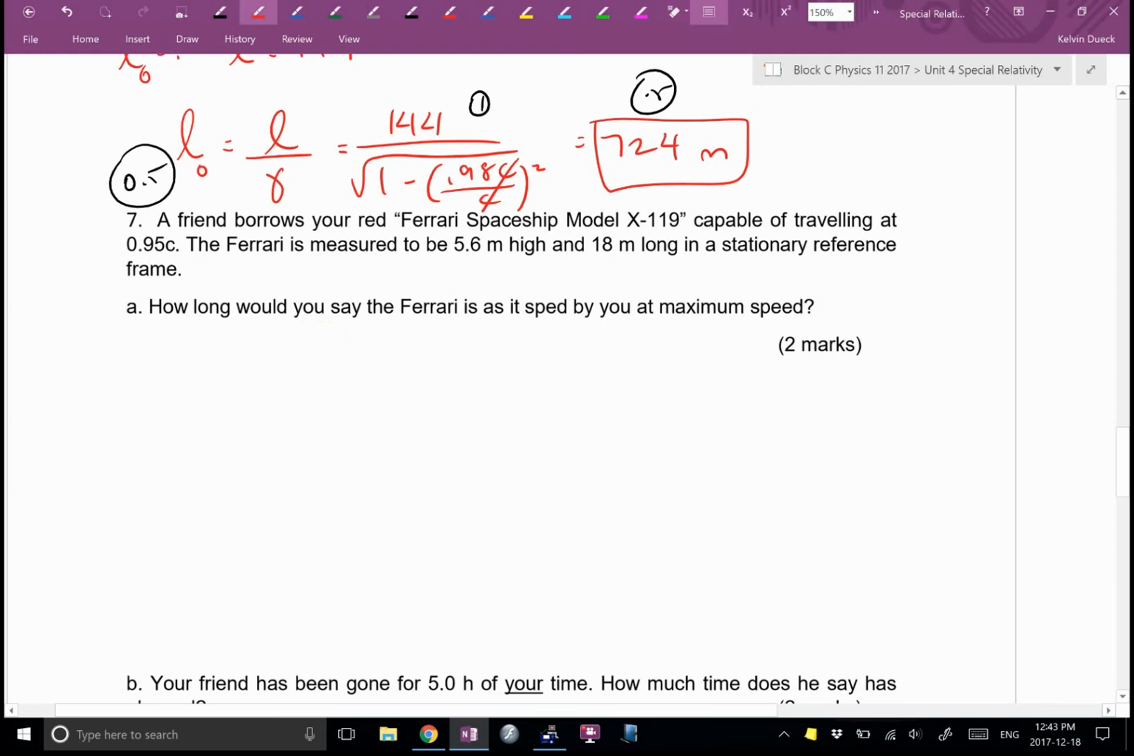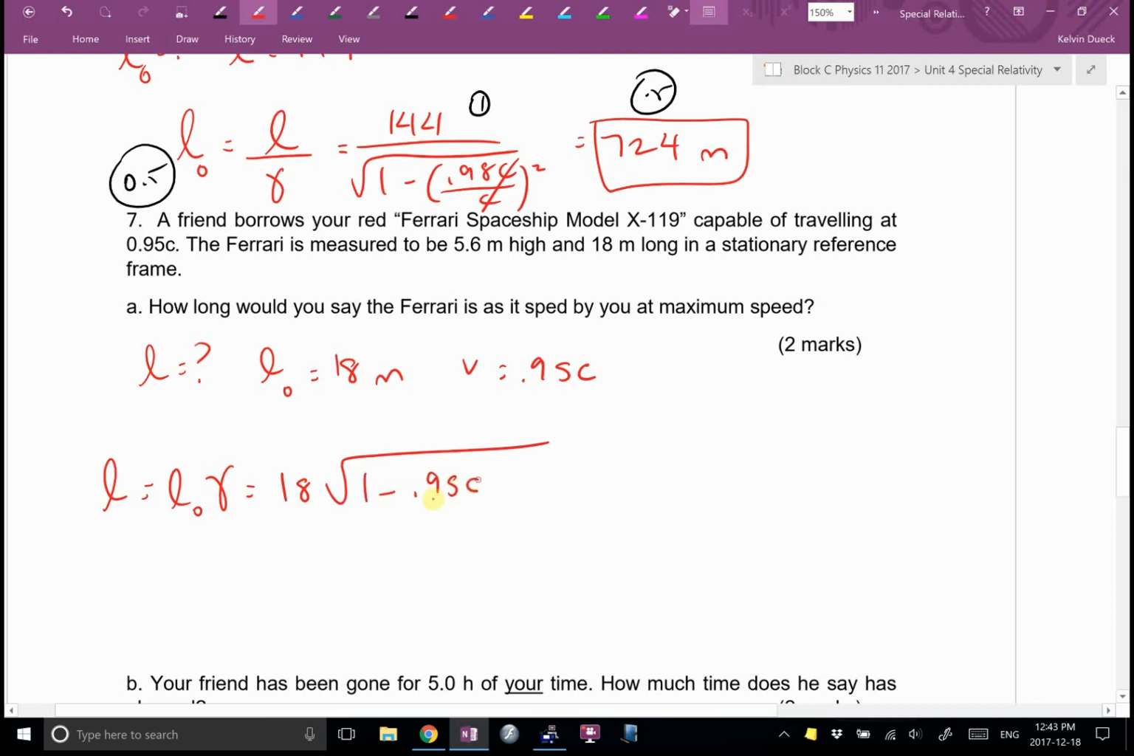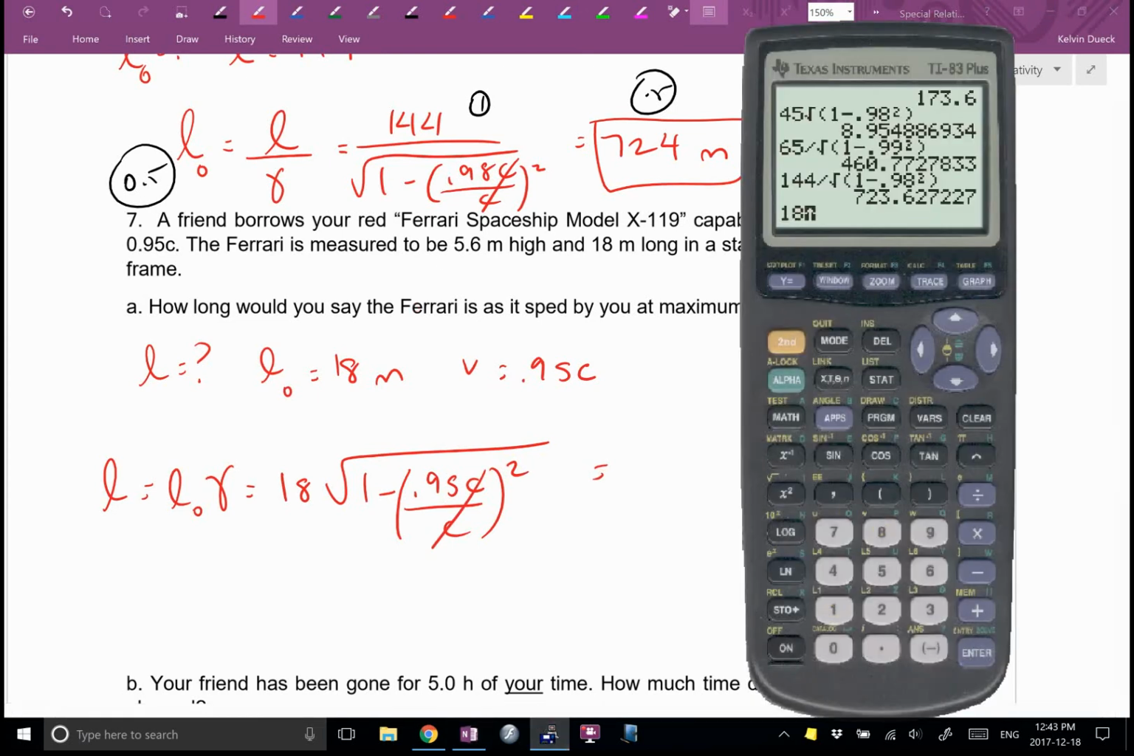So this wants me to find L. The original length at rest is 18 meters. The speed is 95% of the speed of light. That's a good Ferrari. So L is going to be L0 times the gamma function, I think. Yes, I see. 18 square root of 1 minus 0.95 squared. Do you get 5.62? No? Yeah?